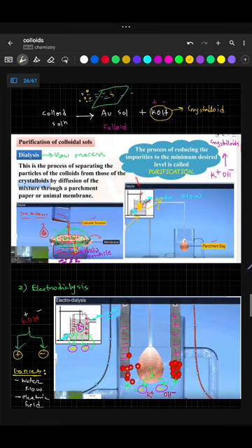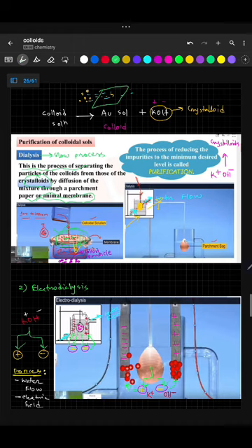And if we see it from our slide, this is the process of separating the particles of the colloids from those of the crystalloids by diffusion. Crystalloids, we all know, are ionic compounds. They create positive and negative ions, and they're known as electrolytes. The mixture passes through a parchment paper or any kind of animal membrane, which is also a semi-permeable membrane. So this is the part on dialysis.